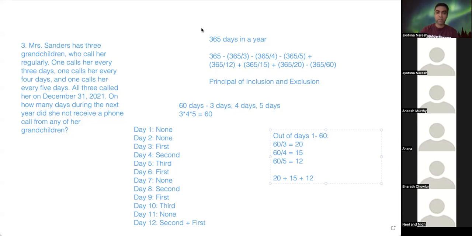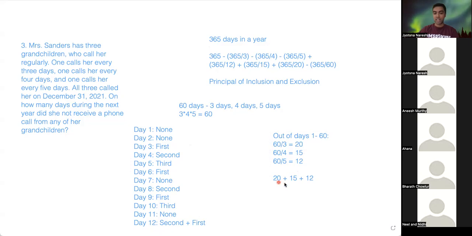Good. Yeah, so an example of this is day 12 here. On day 12, both the second grandchild and the first grandchild called because it's a multiple of 3 and 4. So if we just count the days that the first, second, and third call, we're counting too much, because on some days both call together, but we only want to count that as one day because there was a call on that day, and we're trying to figure out the number of days that there were no calls.